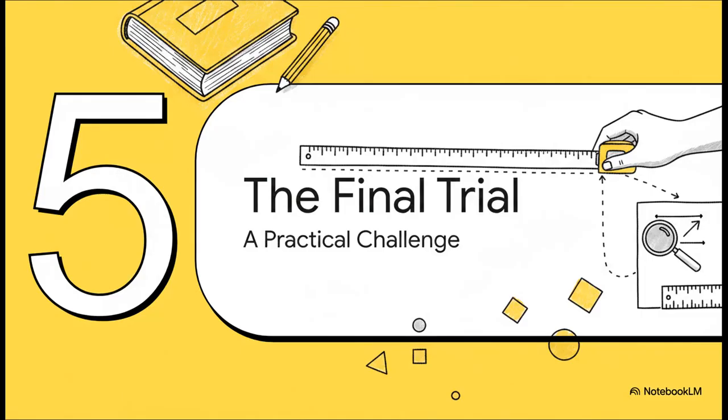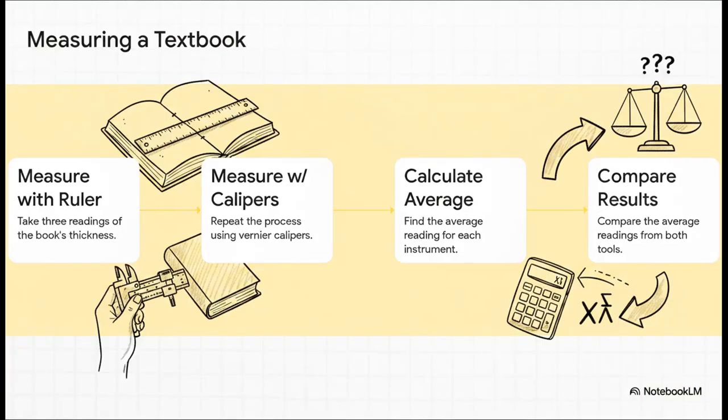All right, that's enough theory for one day. Let's put everything we've just learned into practice. We're going to do a little challenge, and we're going to measure something you probably have sitting right in front of you, a textbook. So here's the game plan. We're going to do this the proper scientific way. First, we'll measure the thickness of the book 3 separate times using a regular ruler, and then we'll find the average. After that, we'll do the exact same thing, but this time with our more sensitive tool, the vernier calipers. And for the grand finale, we'll compare the results we got from both instruments.